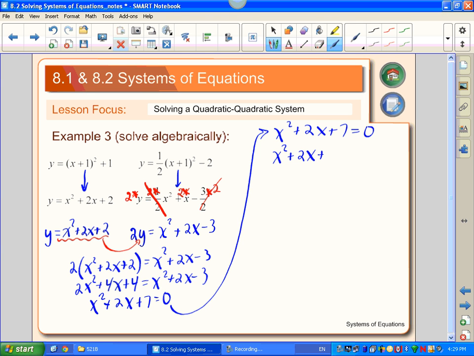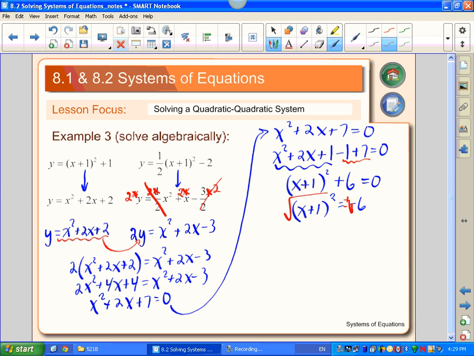So what makes this a perfect square is if I add 1, but if I'm adding it, I also need to subtract it. So this is that mathemagic thing happening. We're just adding a 0, just in a different form. Add the 7 equals 0. So I have, this is a perfect square, so that's x plus 1 squared plus 6, because I'm adding these two together, equals 0. So I have x plus 1 squared is equal to negative 6. I can take the square root of both sides. So I have x plus 1 is equal to plus or minus the square root of negative 6.